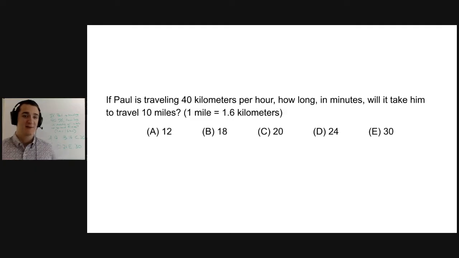Awesome. Hopefully you've had a second to work through this one. If not, go ahead and pause the video right here and we'll dive into the explanation. The question asks, if Paul is traveling 40 kilometers per hour, how long in minutes will it take him to travel 10 miles? I'm also told that 1 mile is equal to 1.6 kilometers. We'll take a look at this one on the board together.